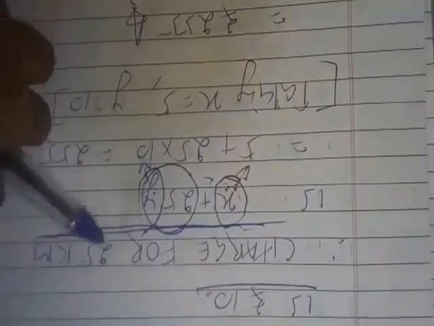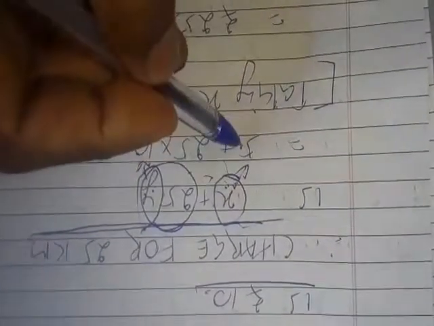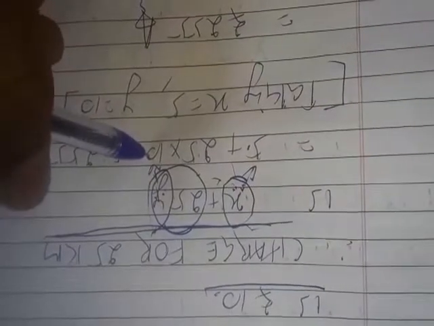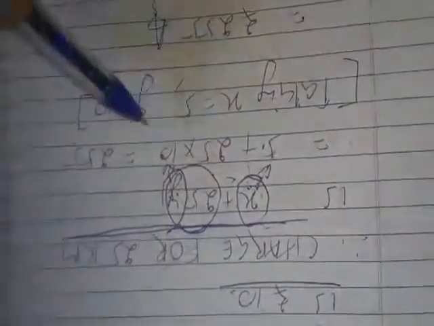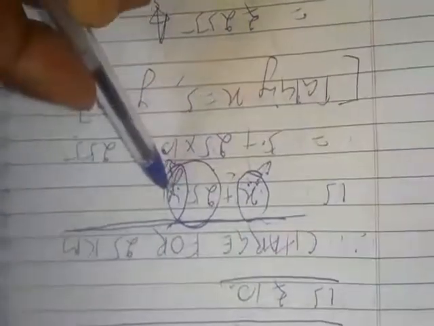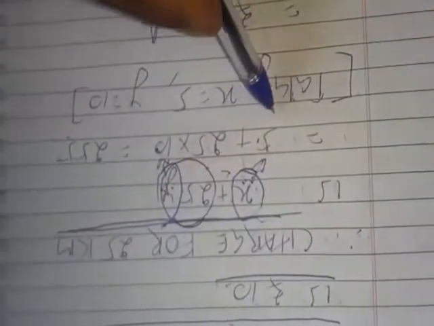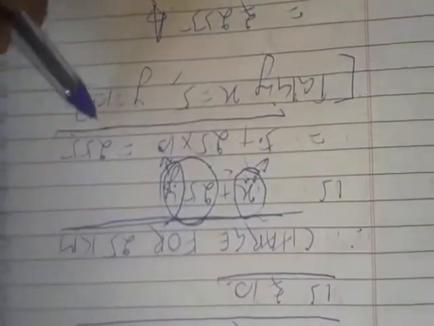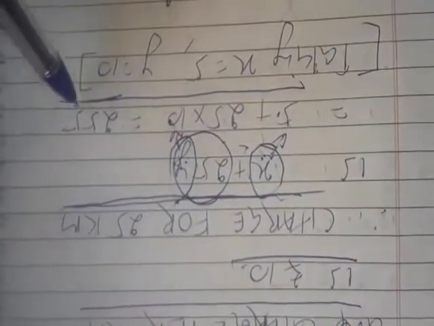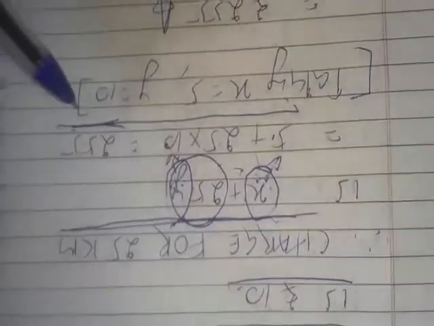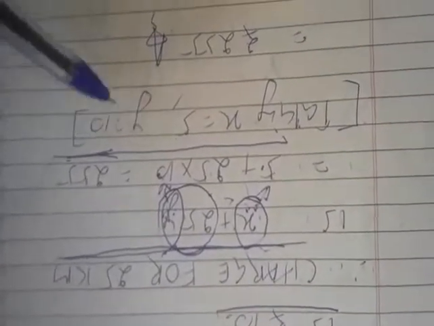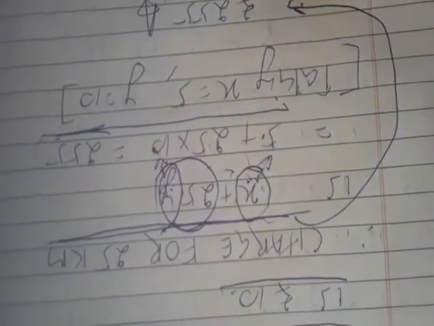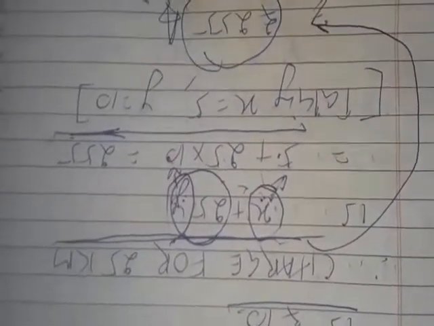For X we will write 5 and for Y we will write 10. Then we have substituted the values of X and Y. Thus we get, by simplifying the numbers, 255. We have obtained it by taking X is equal to 5 and Y is equal to 10. Thus we obtain that the charge for 25 kilometer is rupees 255. That is our answer.